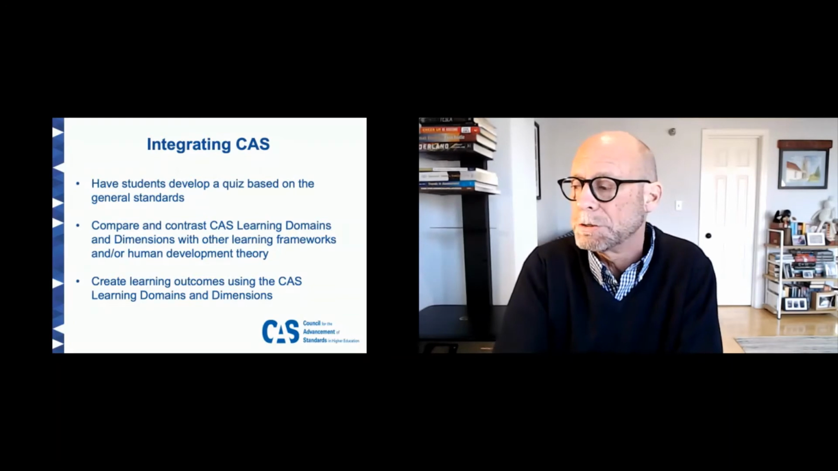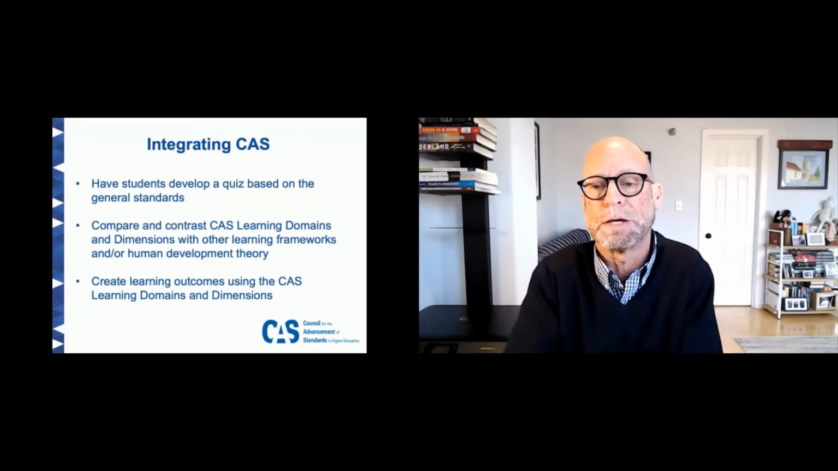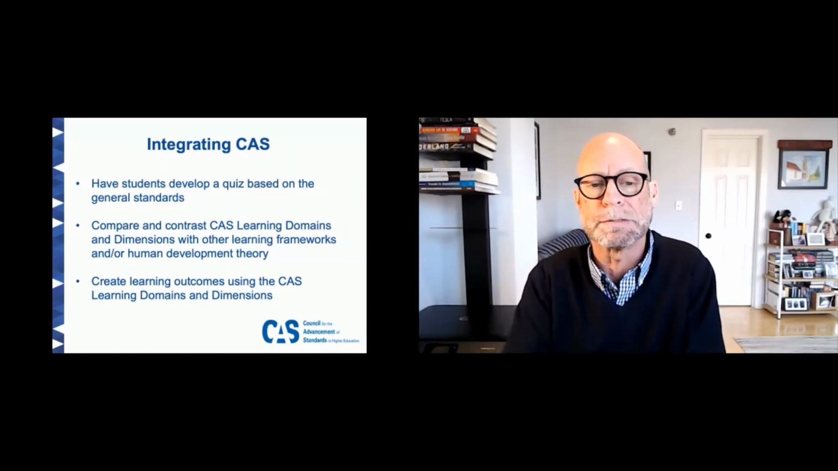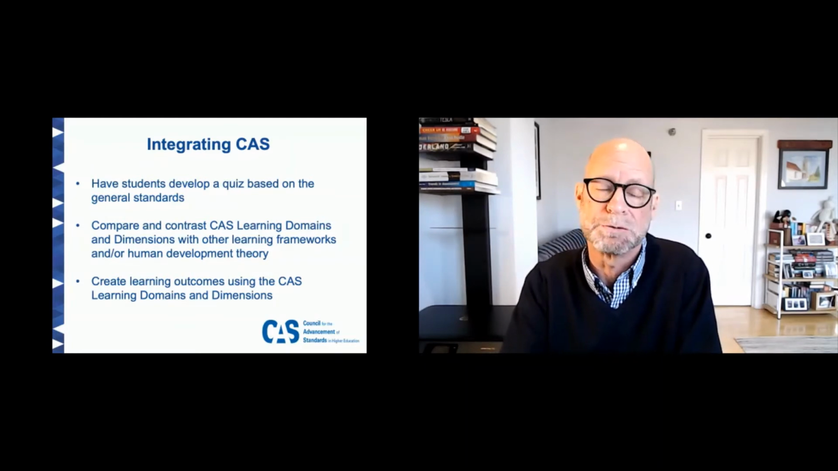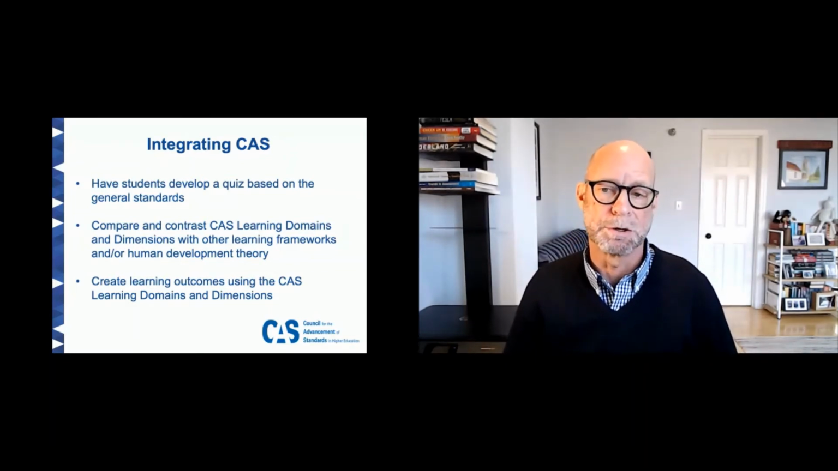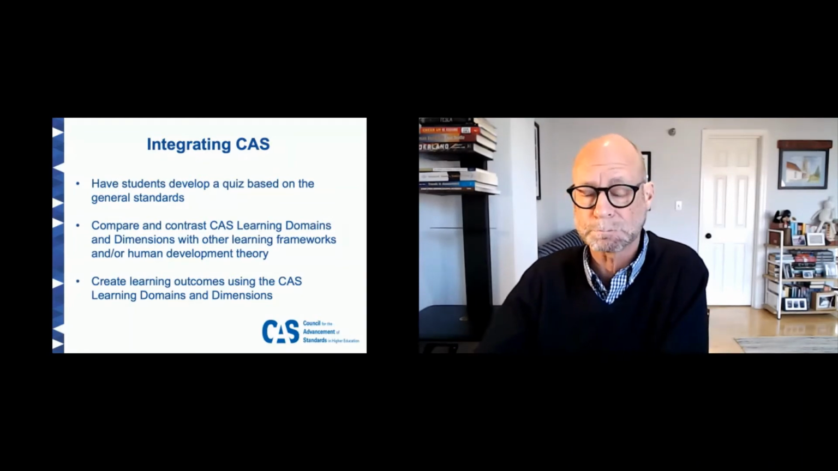There are a lot of other learning domains and dimensions besides the CAS learning domains and dimensions. There's the AAC&U essential learning outcomes, the degree qualifications profile, and NACE has a set of learning domains and dimensions. It might be an interesting exercise to have students compare and contrast those. I do this in my assessment class so they can see the similarities and differences between different learning domains. You can also have them map the learning outcomes across multiple frameworks in a grid or matrix, just to see the similarities and differences.